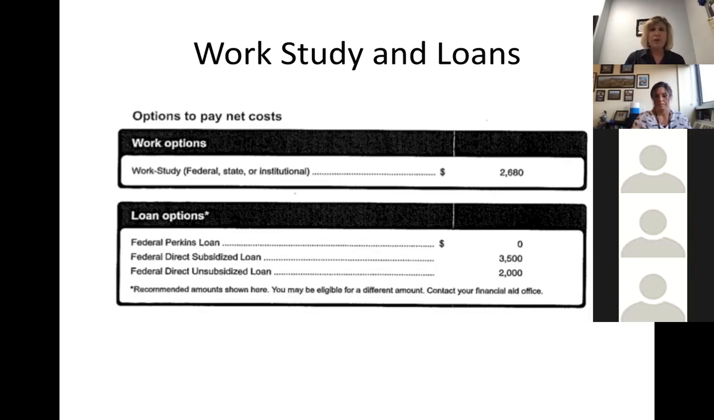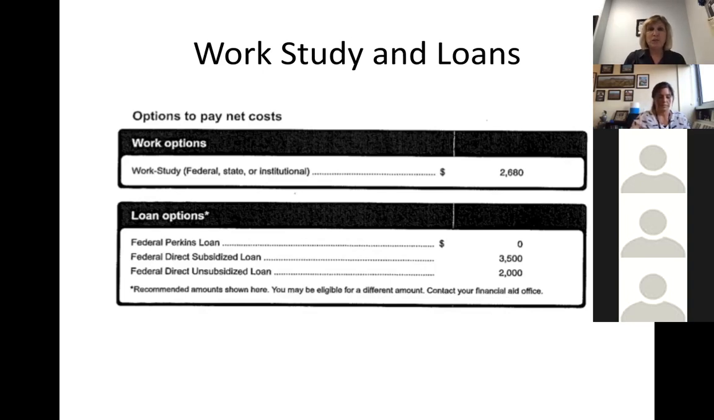So let's say you took out $5,000 a year for 4 years. You graduate with $20,000 in debt. If it was all subsidized, you would start paying off a $20,000 loan. If it was unsubsidized, you might be paying off $22,000. That extra interest has been added into the principal on the loan.